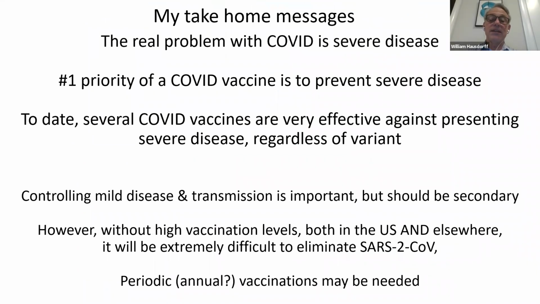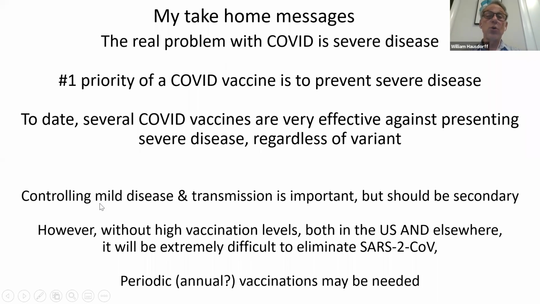So I think this is my conclusion slide. The real problem with COVID, I keep saying it because I think it gets forgotten, is really the severe disease. And the number one priority of a vaccine is to prevent severe disease. And to date, several of these vaccines are very effective to prevent severe disease, regardless of the variant.